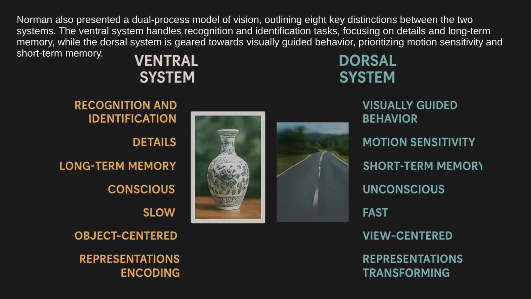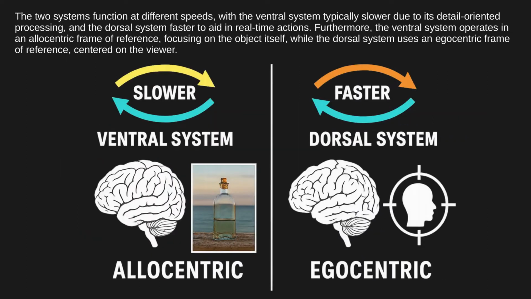Norman also presented a dual-process model of vision, outlining 8 key distinctions between the two systems. The ventral system handles recognition and identification tasks, focusing on details and long-term memory, while the dorsal system is geared towards visually guided behavior, prioritizing motion sensitivity and short-term memory. The two systems function at different speeds, with the ventral system typically slower due to its detail-oriented processing, and the dorsal system faster to aid in real-time actions. Furthermore, the ventral system operates in an allocentric frame of reference, focusing on the object itself, while the dorsal system uses an egocentric frame of reference, centered on the viewer.